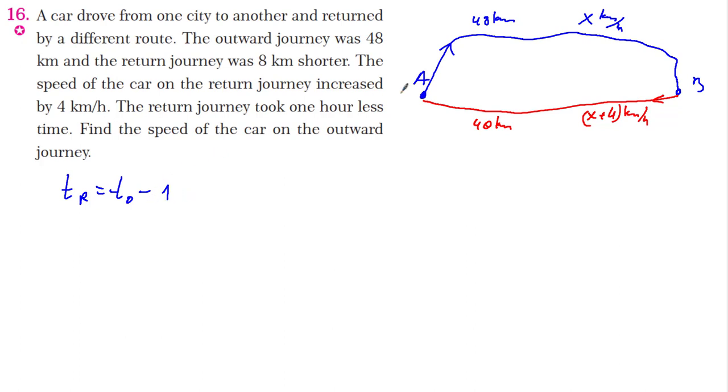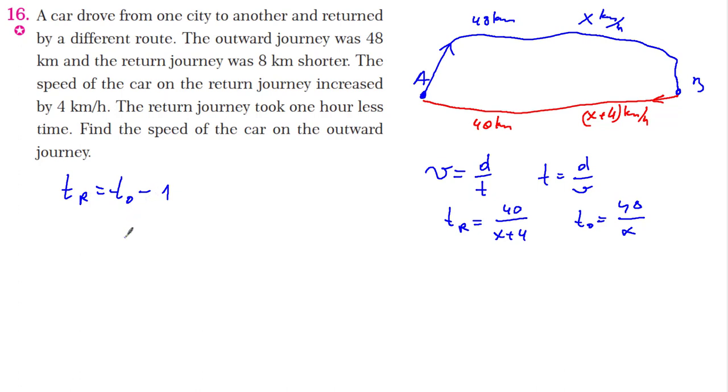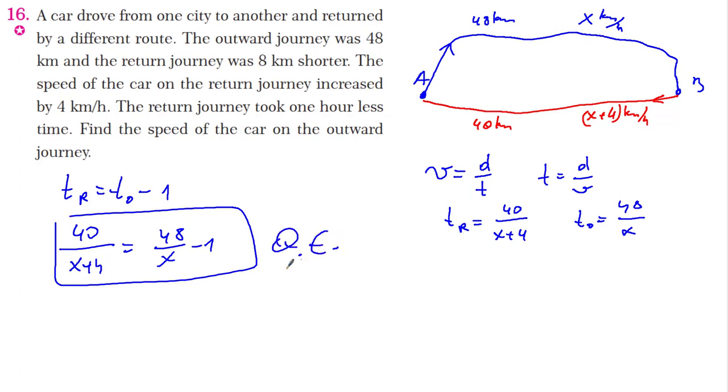Well, we can get some expression for the time it takes. In physics, velocity is distance over time, that means time is distance over velocity. In our case, TR is the distance 40 kilometers over the speed x plus 4, and TO is the distance 48 kilometers over the speed x. Substitute these values here. So 40 over x plus 4 is 48 over x minus 1. Quadratic equation. Check cases.